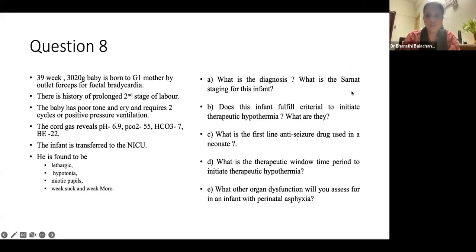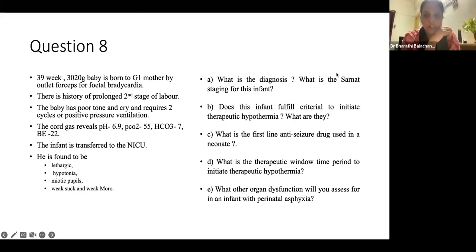What is the diagnosis for this infant, and what is the Sarnat staging? Yeah, somebody rightly pointed out stage 2. Does this baby fulfill the criteria for therapeutic hypothermia? What are they? And yes, that is also correct, HIE 2. What is the first line anti-seizure medication you would use in neonates? One is phenobarbital. Yeah. And what is the therapeutic window within which you would start hypothermia? And what other organ dysfunction would you assess for?